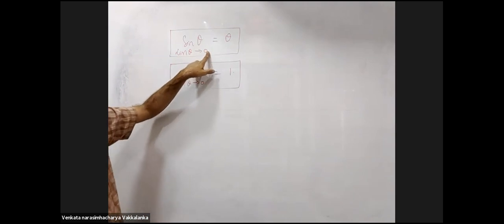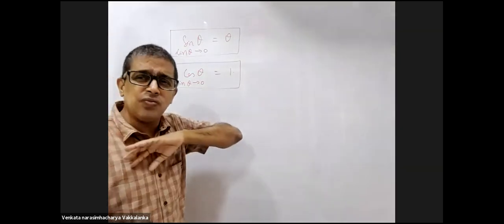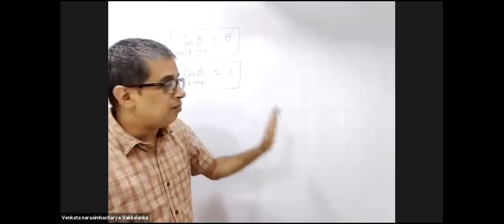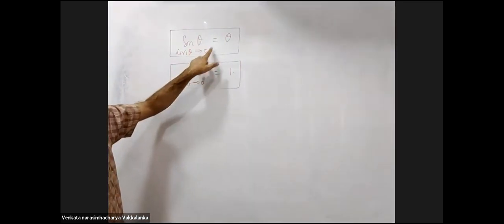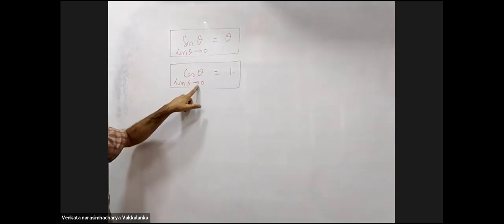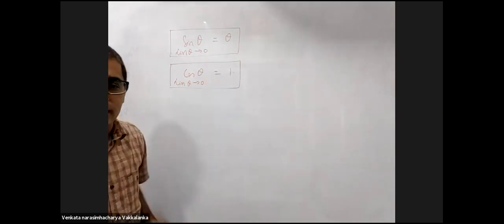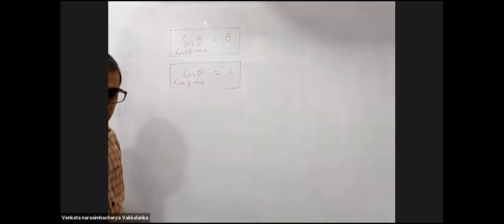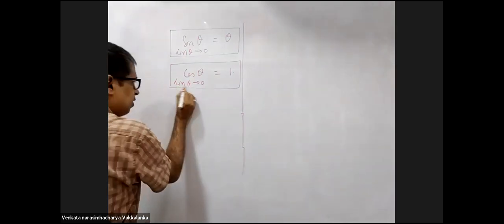The actual proof will be given in maths, and physics will use this very frequently. When theta is tending to 0, sine theta is theta. When theta is tending to 0, cos theta will be 1. Sir, this will be true for any small angle? Every small angle, whenever limit theta tends to 0.